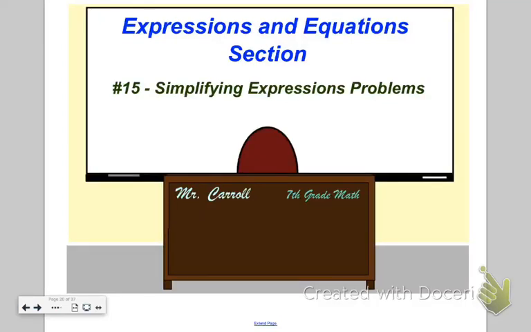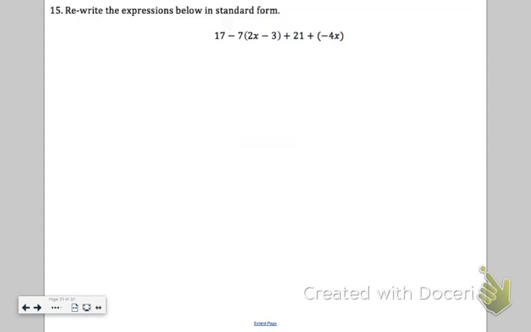Alright guys, let's jump into the last section, expressions and equations. Let's start with number 15, simplifying expressions. I'm looking to rewrite this expression in standard form. That means everything's combined. All like terms are put together.